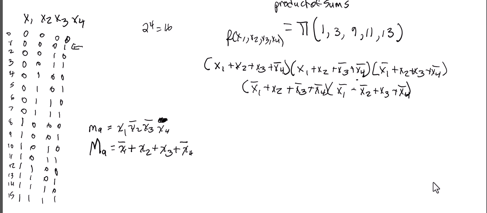Okay, so now I want to get the minimum cost product of sums. So I want to minimize this now, but I still want to have the product of sums. So I still want to have sums that are multiplied together.